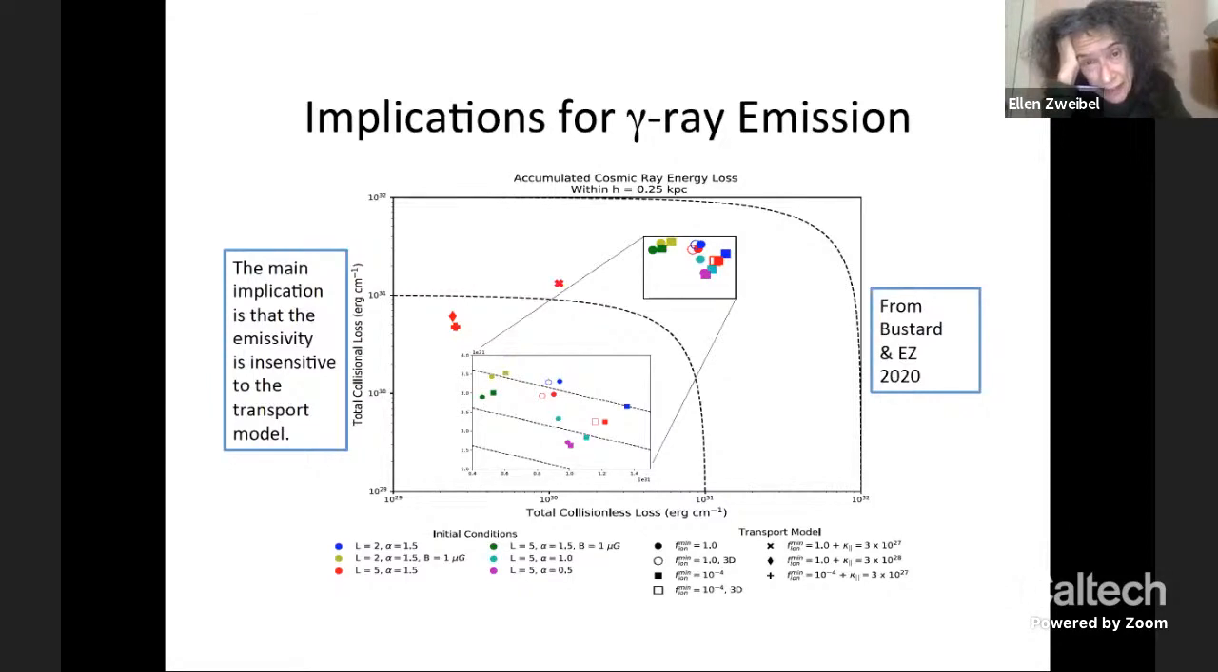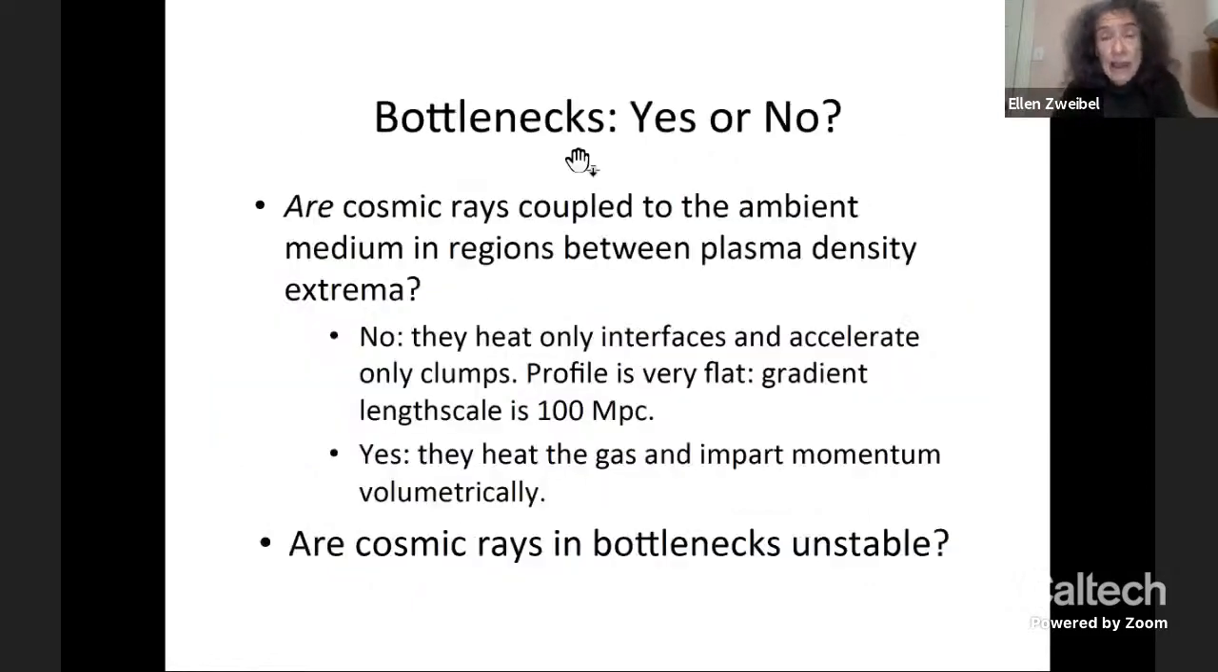And that also suggests that this overproduction of gamma rays is not going to be cured by the physics that we've put in so far. We need something else. So what could that something else be?